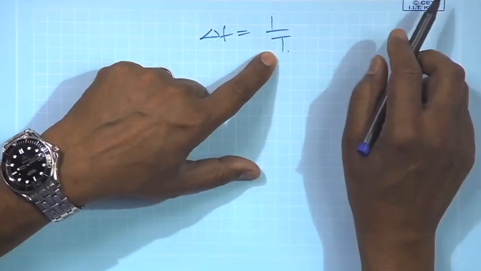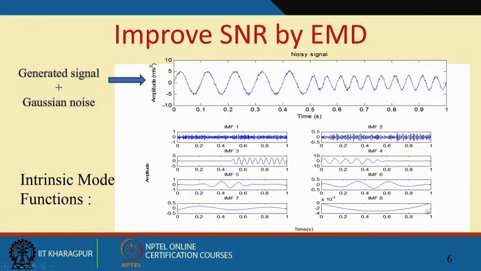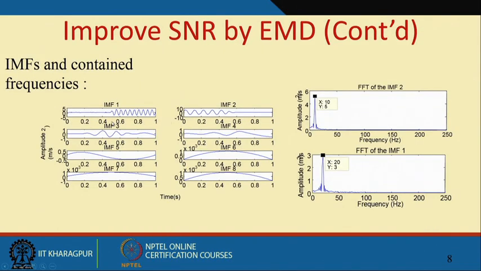So, more time is not available to me, so I will not have a fine resolution, which need not be done in EMD. So, this is the denoised signal, and you can see each of these IMFs contains a frequency. Okay. So, the actual representation of the frequency of the signals can be very easily done through EMD.